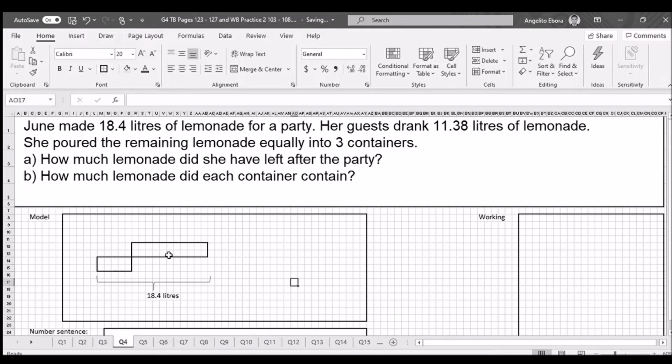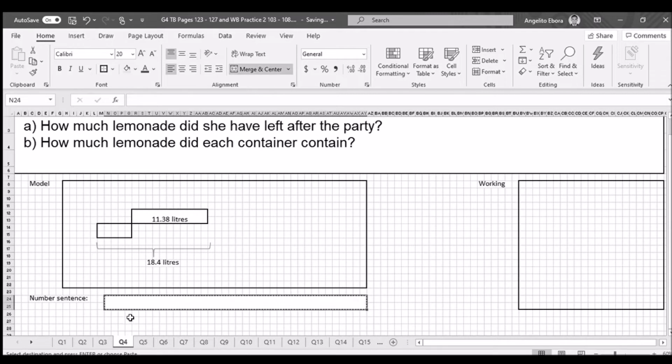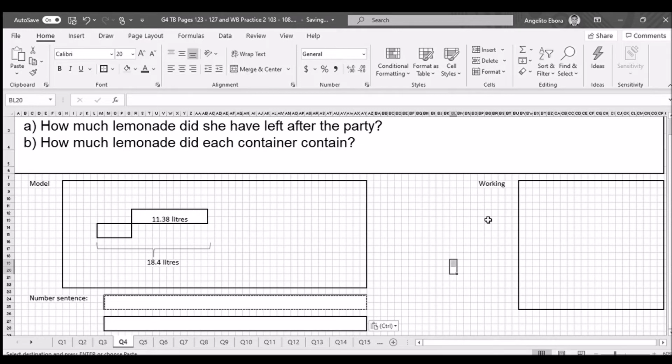Okay, so this is the amount that we took away, which is 11.38 liters. Okay, so this one is the remaining. How do we get the remaining? The remainder. Okay, so the remainder working.